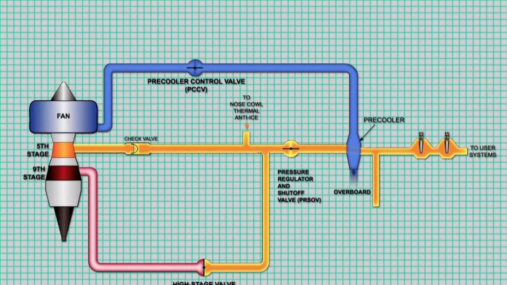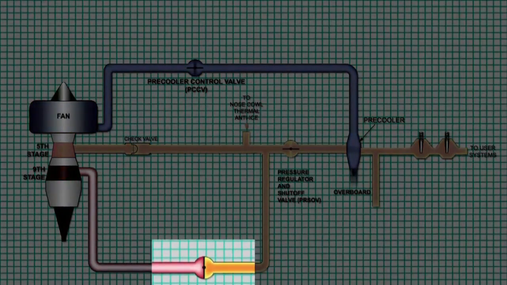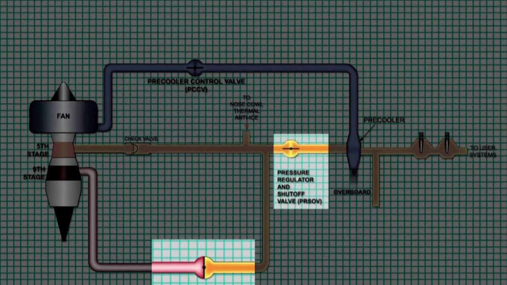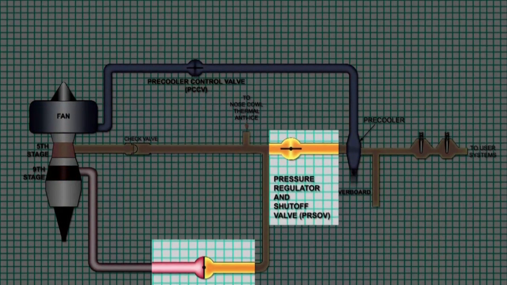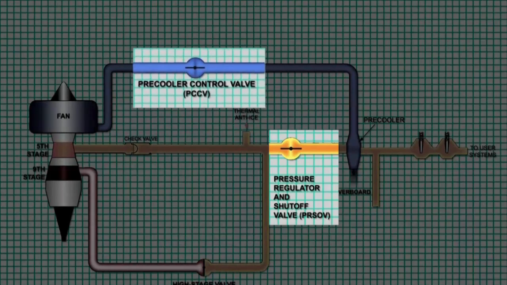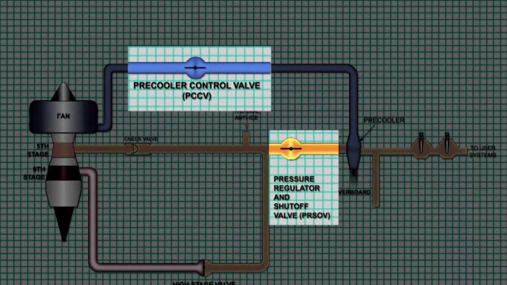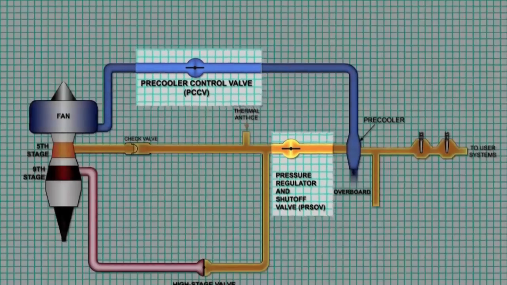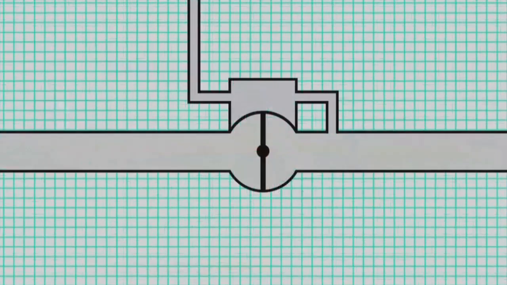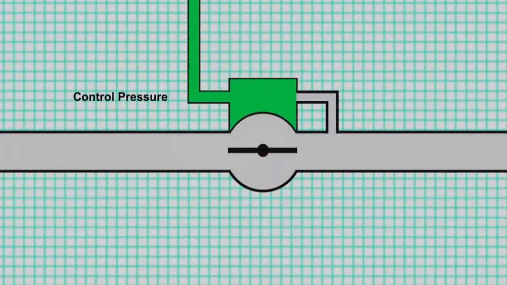Note that the system is controlled using a series of valves, temperature sensors and pressure sensors. The high stage valve, or HSV, and the pressure regulating and shut-off valve, or PRSOV, work together to control bleed air pressure. The PRSOV and the pre-cooler control valve, or PCCV, work together to control bleed air temperature.